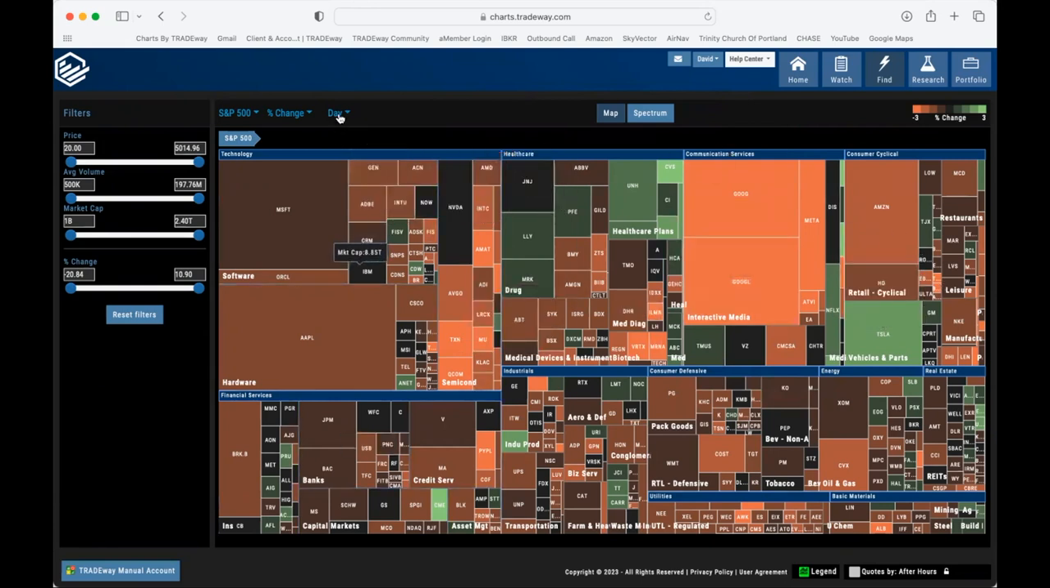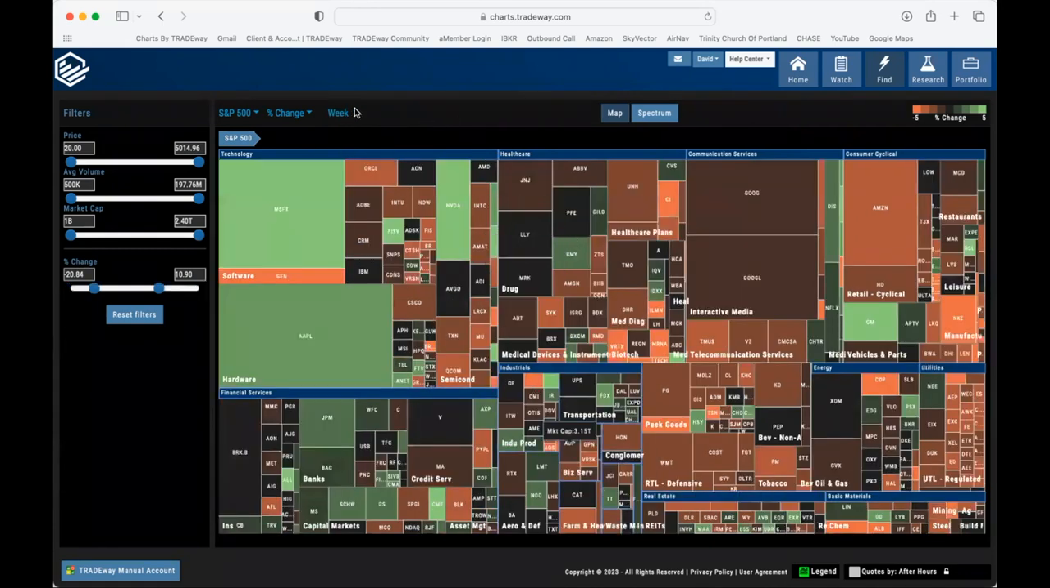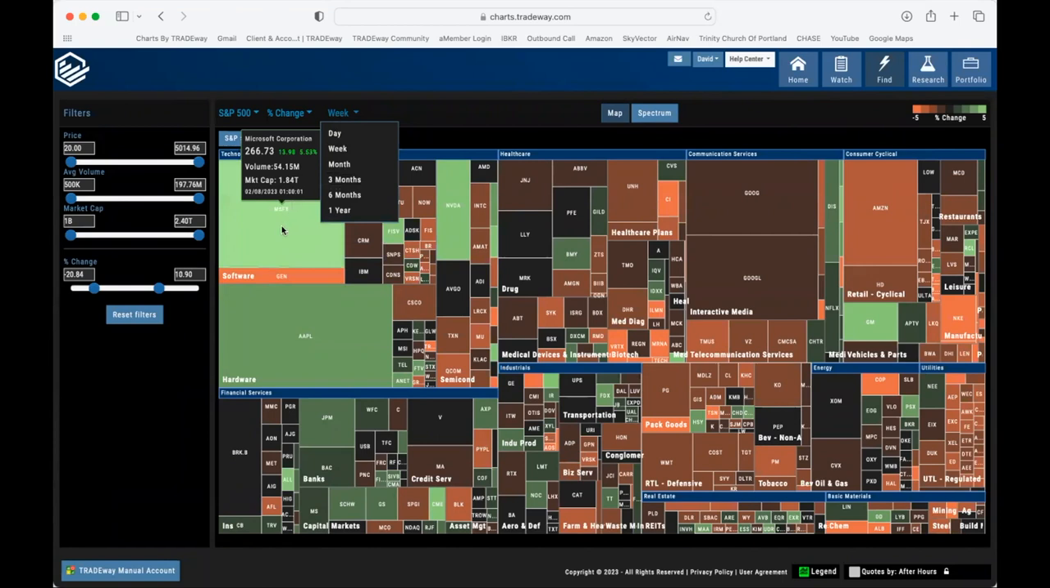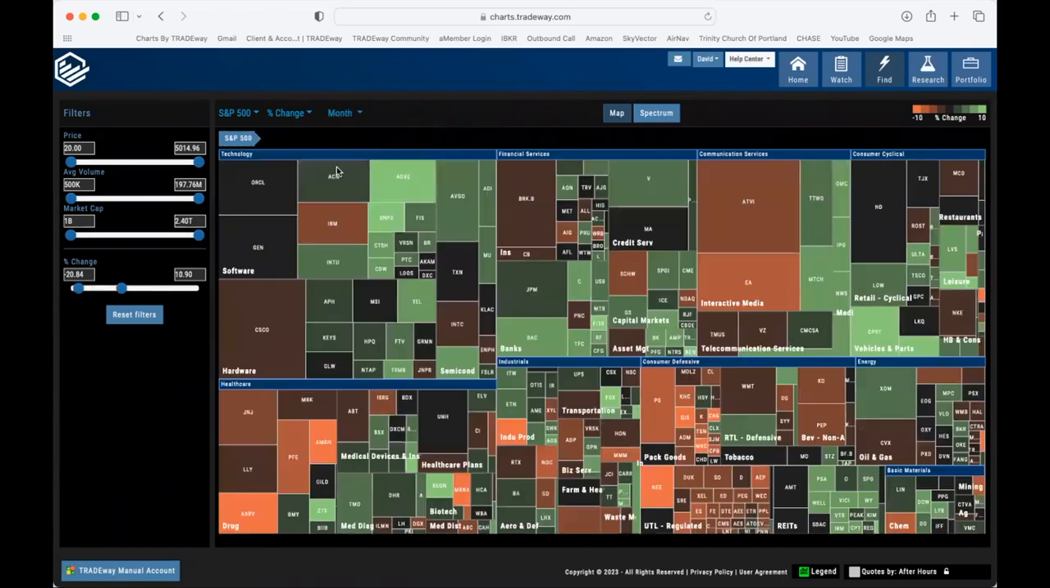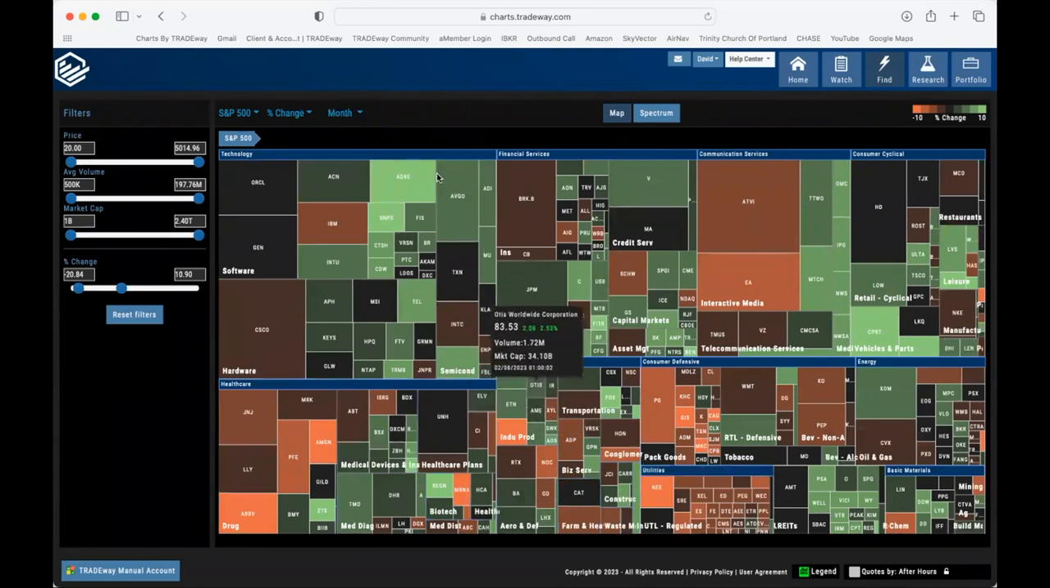You can also change the time frame again and take a look at a week. This is what happened the last week. So Microsoft up a lot, 5.5%. I guess that's not that much, but it just was super green compared to many others. You look at the last month, and you can see as well, kind of a little bit more of a mixture, but definitely some definite green ones in there as well.